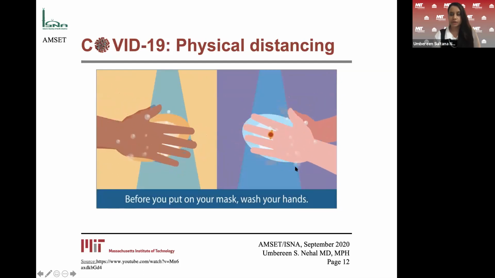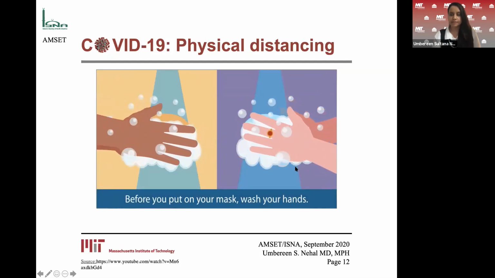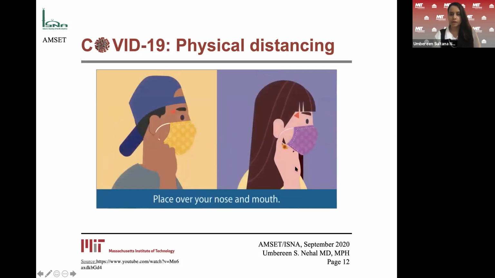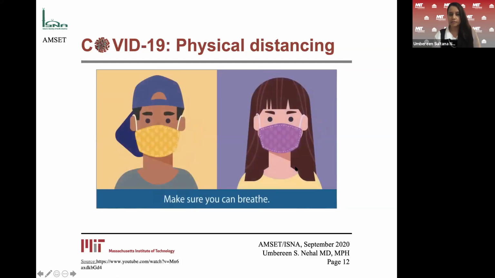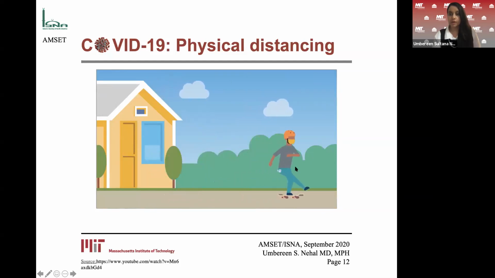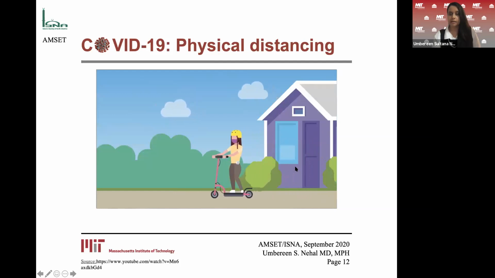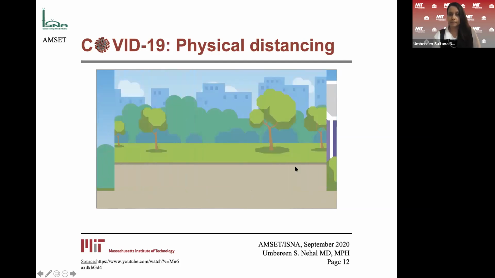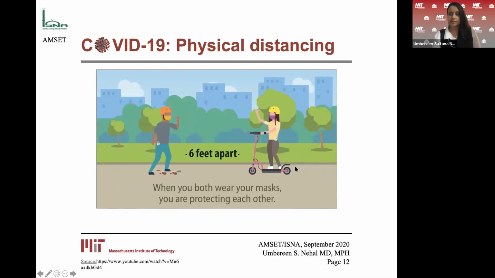Wash your hands first before putting on your mask. Put on the mask over your ears. Cover your nose and your chin. Then you can go out and exercise. Bring along 60% alcohol so you can clean your hands frequently. And if you encounter somebody, stay 6 feet away.